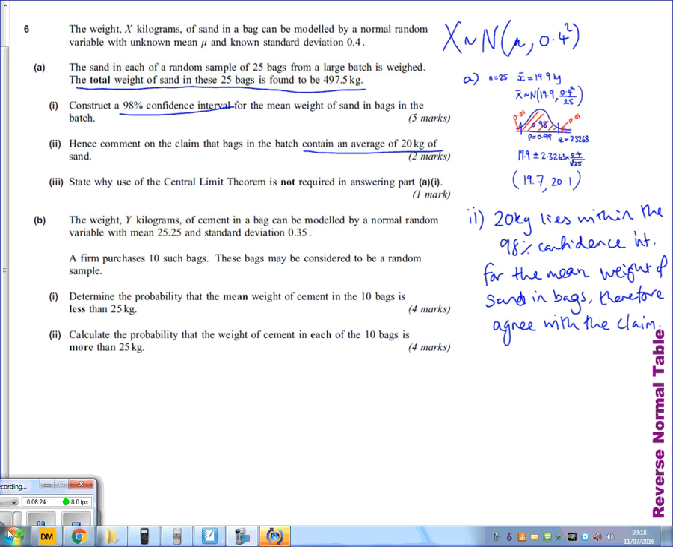Part 3, state why the use of the central limit theorem is not required. Well, when do we use the central limit theorem? We use it when we don't know which distribution the underlying population is coming from. But if we look back at the start of the question, it says that the sand in a bag can be modelled by a normal random variable. So we do know the underlying distribution of the population is normal, therefore we don't need to use the central limit theorem. So weight of sand in bags is normal.